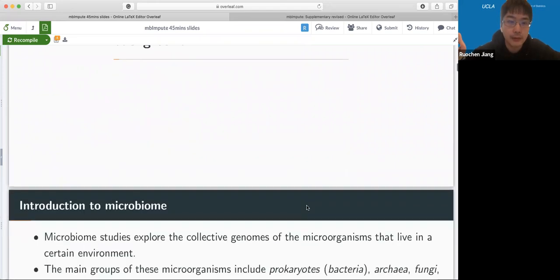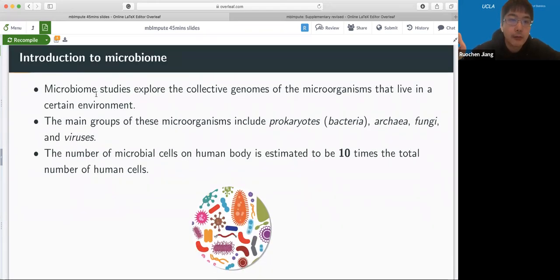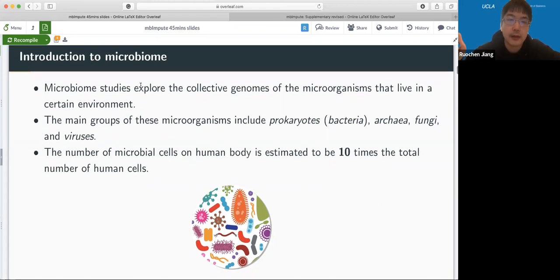So first, I will introduce some of the background. Microbiome studies explore the collective genomes of microorganisms that live in a certain environment. The main groups of these microorganisms include prokaryotes, or bacteria, archaea, fungi, and viruses. The number of microbial cells on the human body is estimated to be 10 times the total number of human cells. So you can think of microbiome study as basically the study of bacteria in a certain environment. And human microbiome studies usually study the bacteria living in the human body, for example, in the human gut.